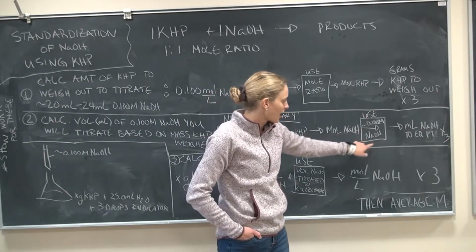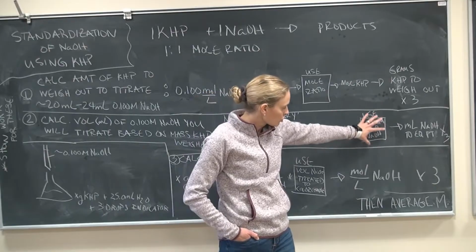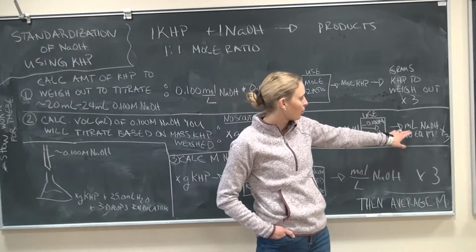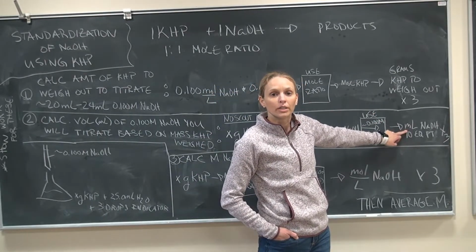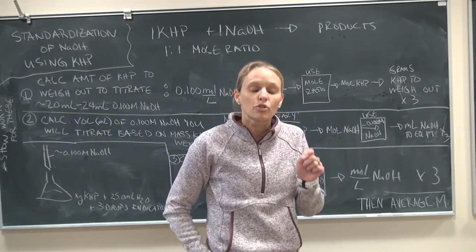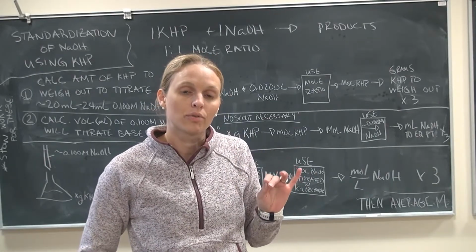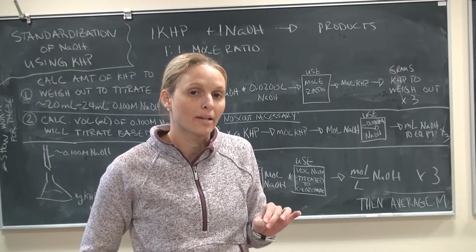Okay, so I'm going to use that approximately 0.100 molarity of NaOH and arrange those units appropriately so I end up with volume, and then convert that to milliliters of sodium hydroxide. I'm going to do that calculation 3 separate times for each of my 3 KHP masses.